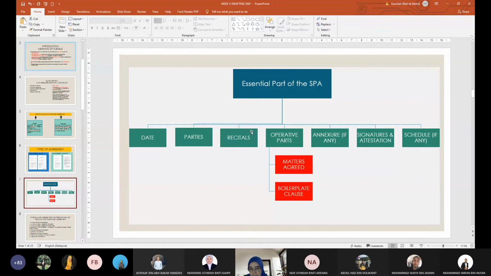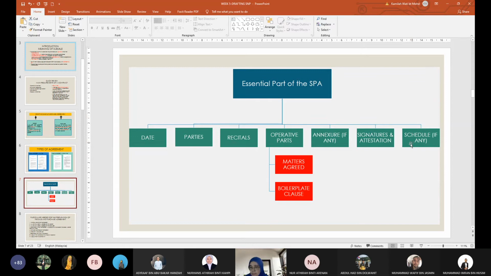Okay, so kita ada date, parties, recital, operative parts, the most important thing. Dan lepas tu kita akan ada annexure. Kalau kita ada annexure dekat belakang tu, contohnya annexure tu mungkin melibatkan list of items yang features yang kita jual sekali dengan property tu, ataupun apa-apa details yang lain yang kita nak annex, plan bangunan ke, anything lah yang kita nak annex kepada SPA tu. Signature and attestation. So dekat belakang SMP tu nanti yang paling penting juga ialah kita kena ada satu signature and attestation page. Dan di samping tu kadang-kadang kita letak juga schedule.